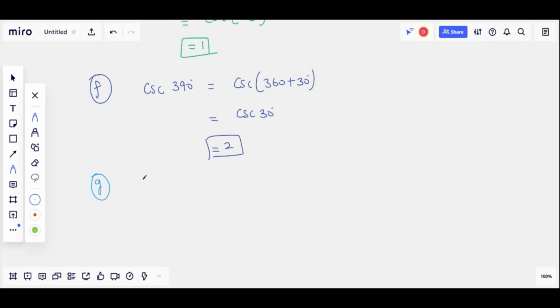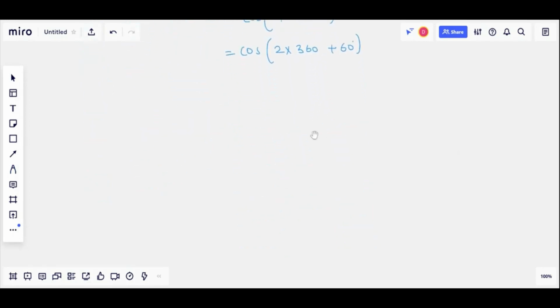So we have cos of negative 780. Now we need to remember the odd even property. We know that cosine is an even function, so cos of negative 780 is nothing but cos of 780, and 780 can be written as cos of 720 plus 60, and 720 is nothing but 2 times 360. So again, using the property, we know that the time period is 360, so this is nothing but cos of 60, and cos 60 is nothing but 1 over 2.